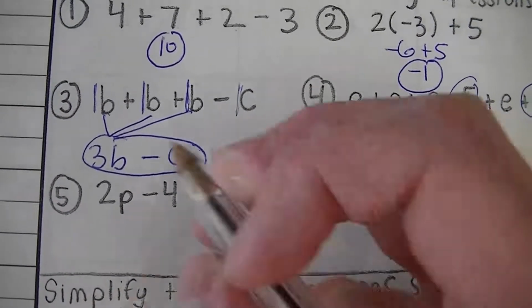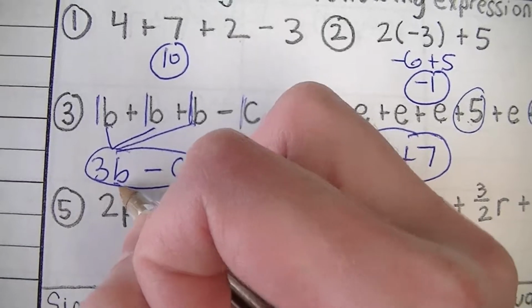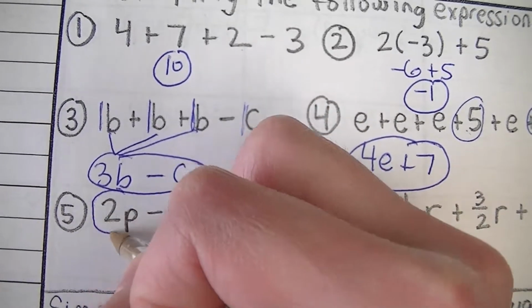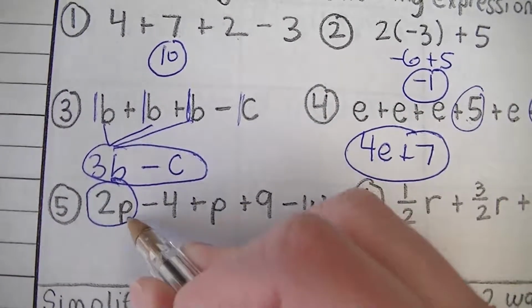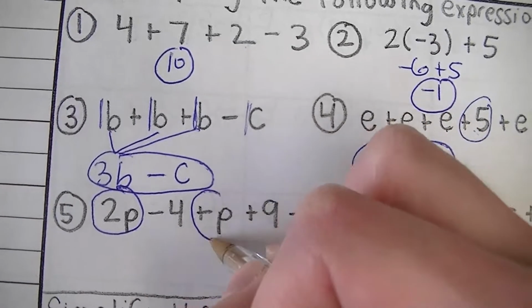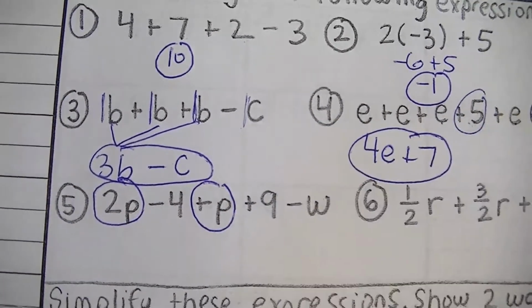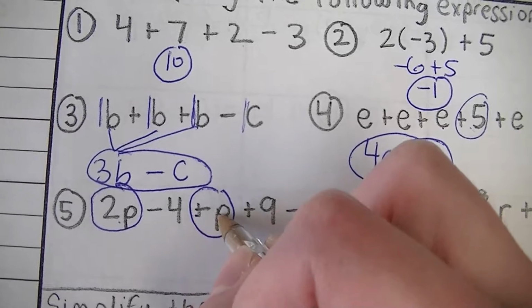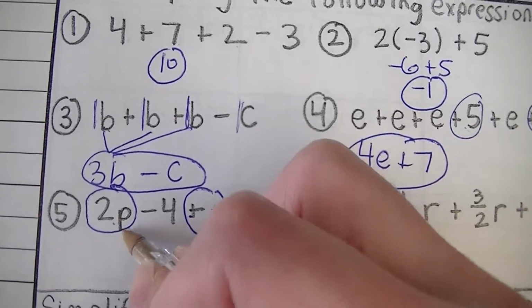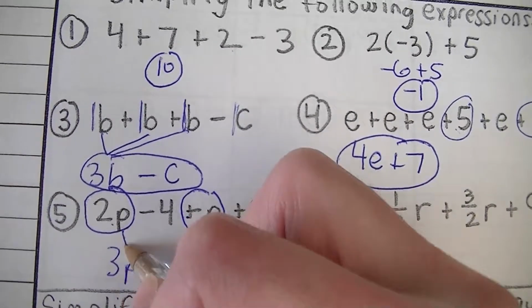Number 5, let's see what goes with 2p. What I like to do is circle my like terms because then it just makes it more clear for my brain. So there's p, that's it. So 2p plus p. Remember to circle the symbol in front of it. That right there is 3p.